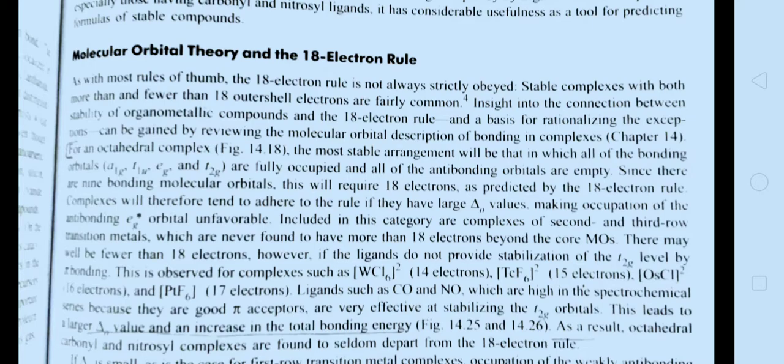These complexes will therefore tend to adhere to the rule if they have a large delta zero value, that is, a large band gap. Delta zero means the gap between the bonding and antibonding sets of orbitals. If the delta zero value is very high, this means that all electrons get paired in the bonding orbitals and the complex obeys the 18 electron rule.